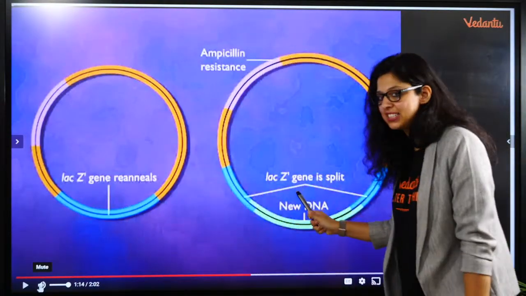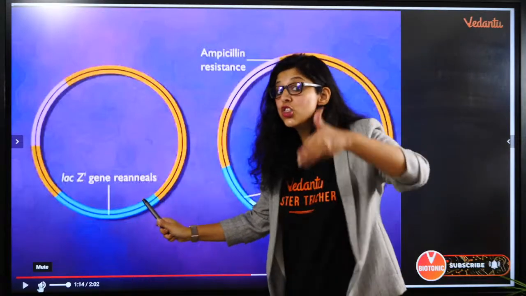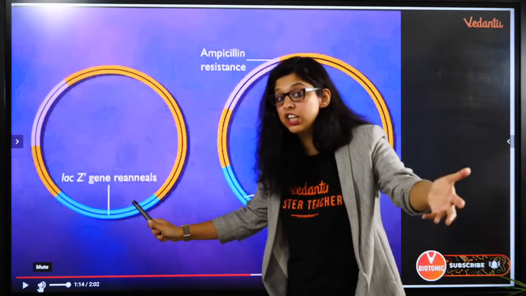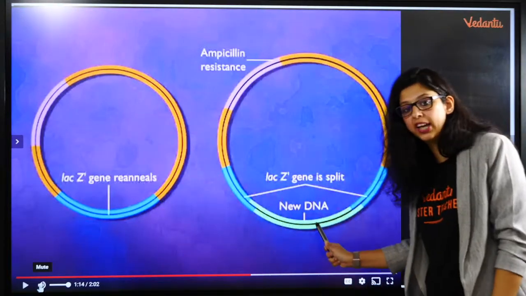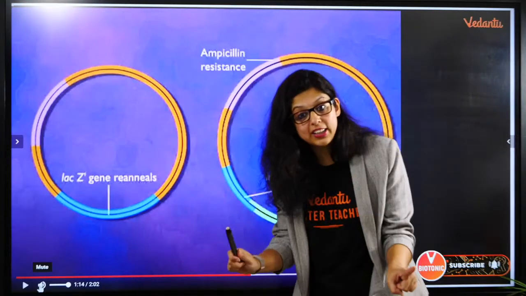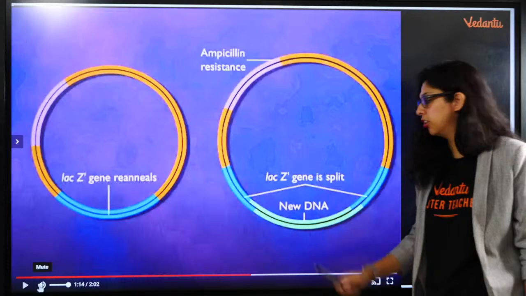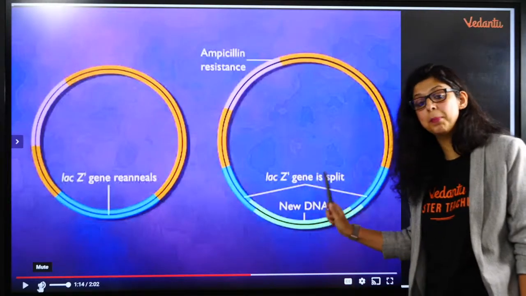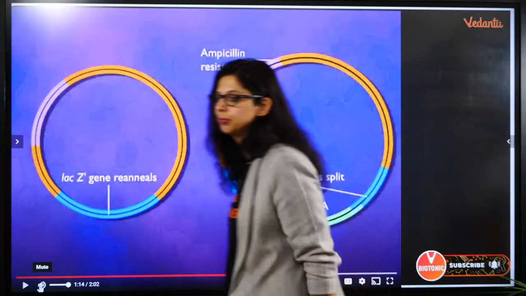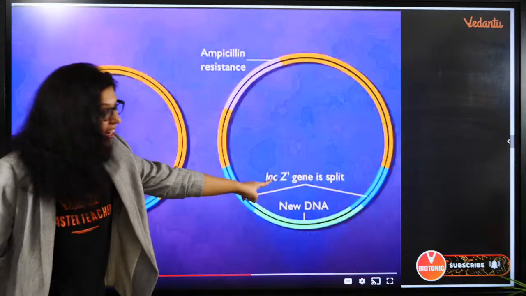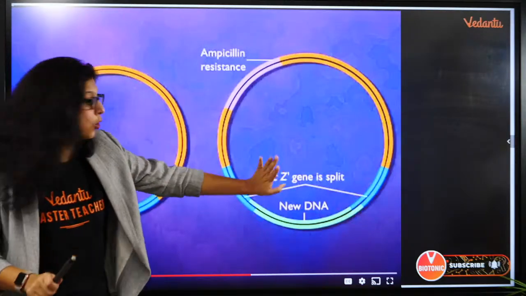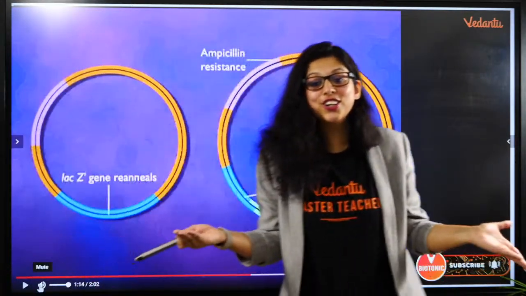In the middle of the LacZ gene, but here, the foreign gene. See the green colored foreign gene, new DNA. Here the foreign gene did not enter. Here the foreign gene entered. So because the foreign gene entered, here the LacZ gene has become inactive. Yes or no? The LacZ gene has become inactive because the foreign gene has entered.